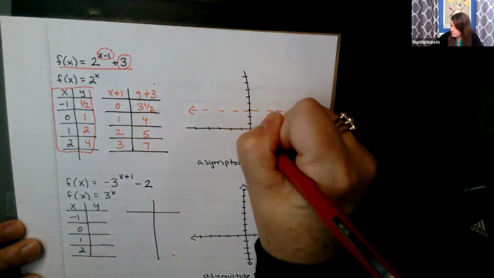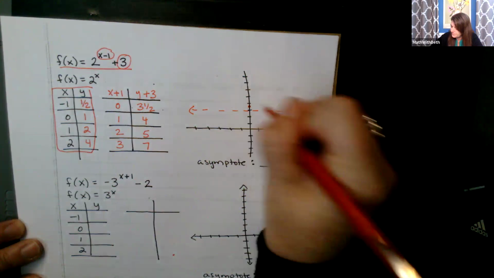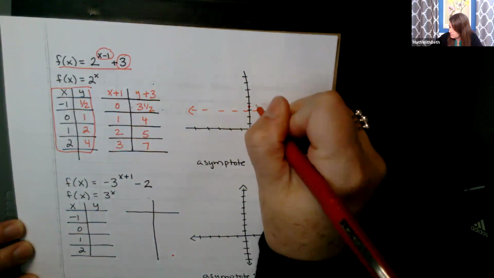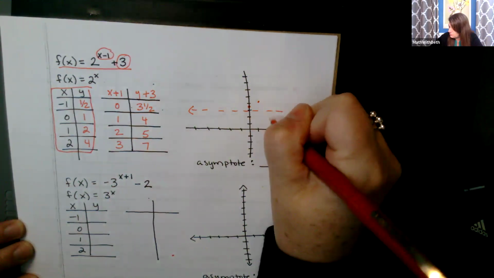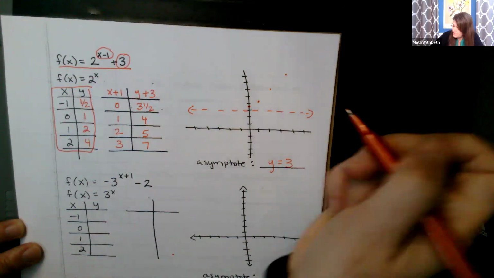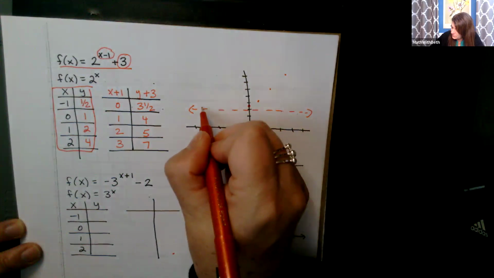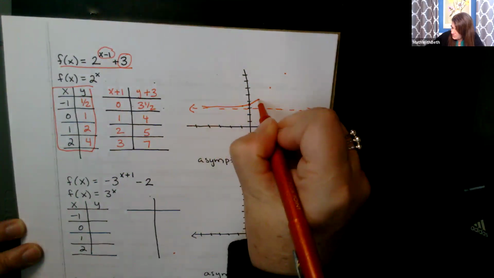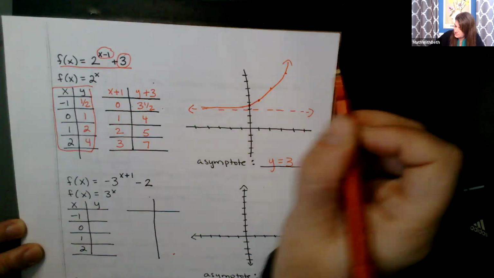So 0, 3.5, 1, 4, 2, 5, 3, 7. And so thanks to the asymptote, we know that we're most likely coming from this direction and doing something like that.